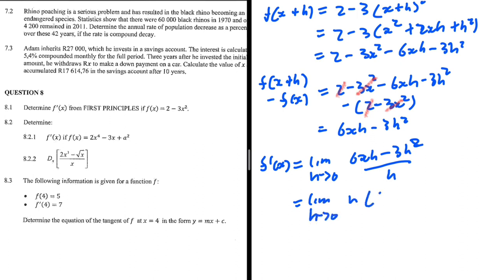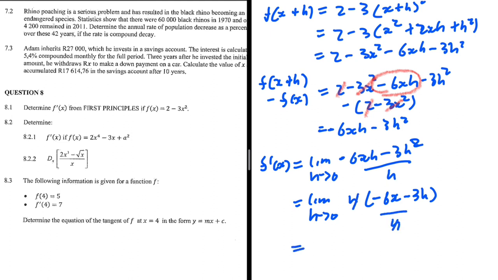If we do that, we are left with 6x. Well, this is minus, right? This is minus, because take a look at this, minus 6xh. So here we should have minus. So when you take a common factor, we're going to be left with minus 6x and then minus 3h divided by h. h and h will cancel out.